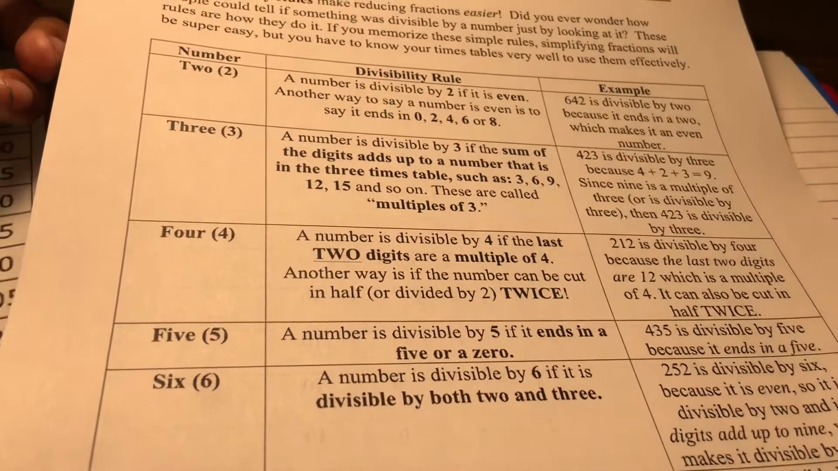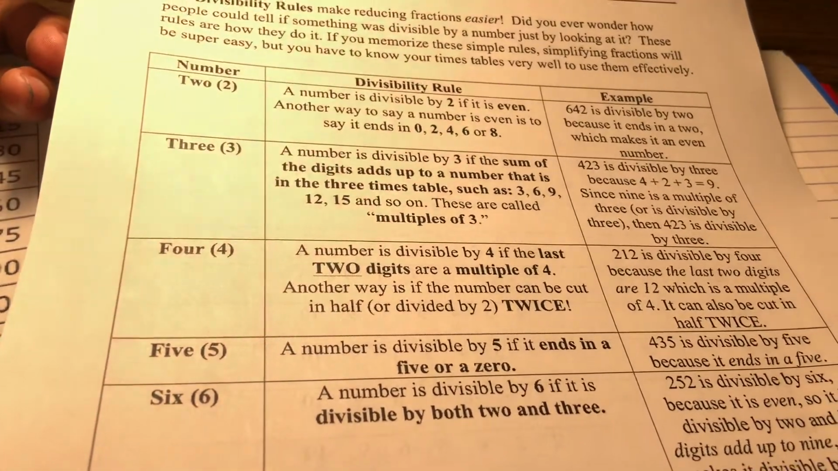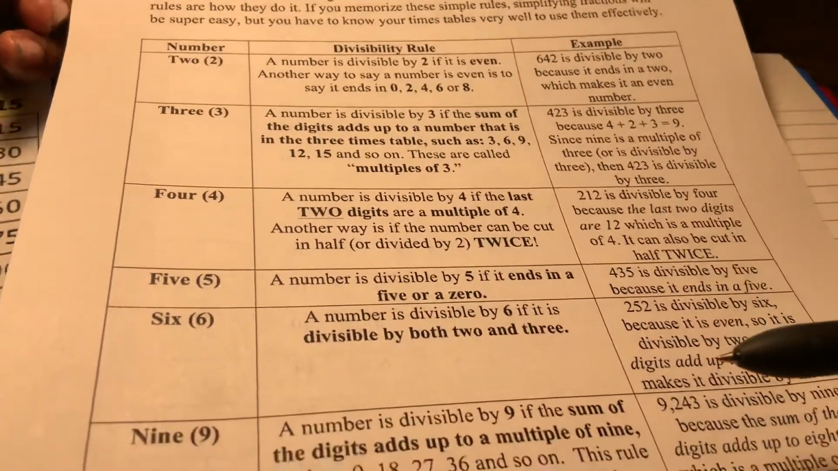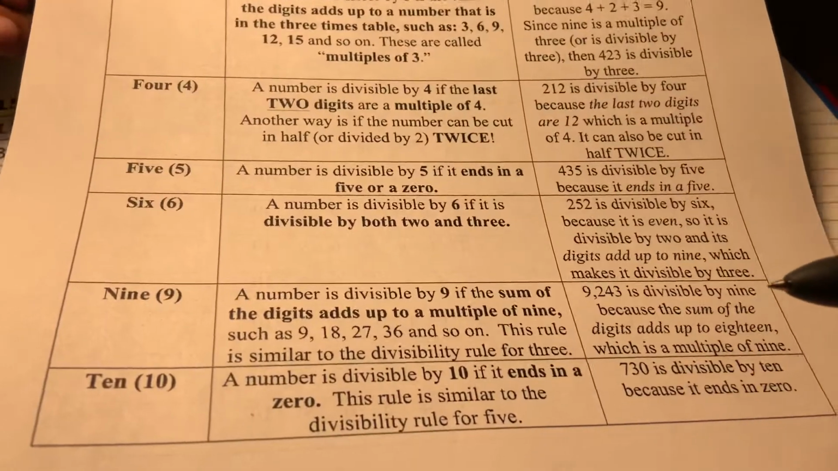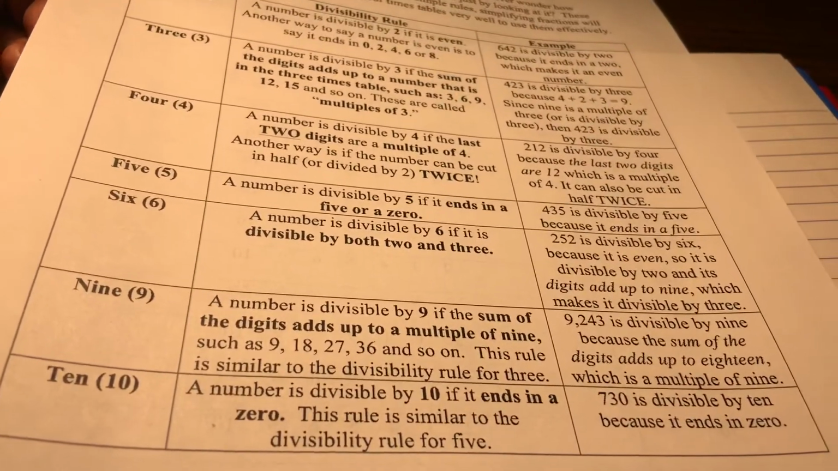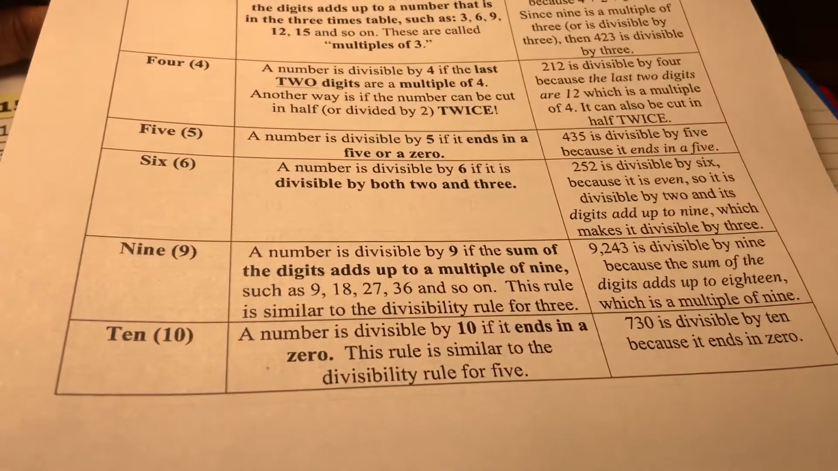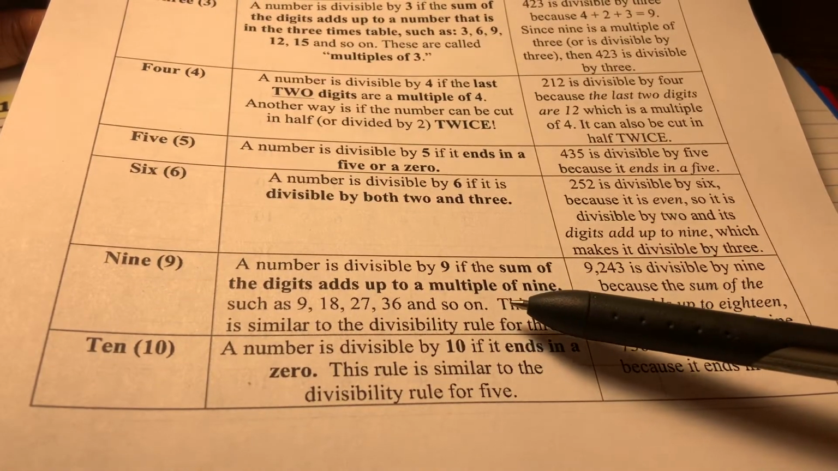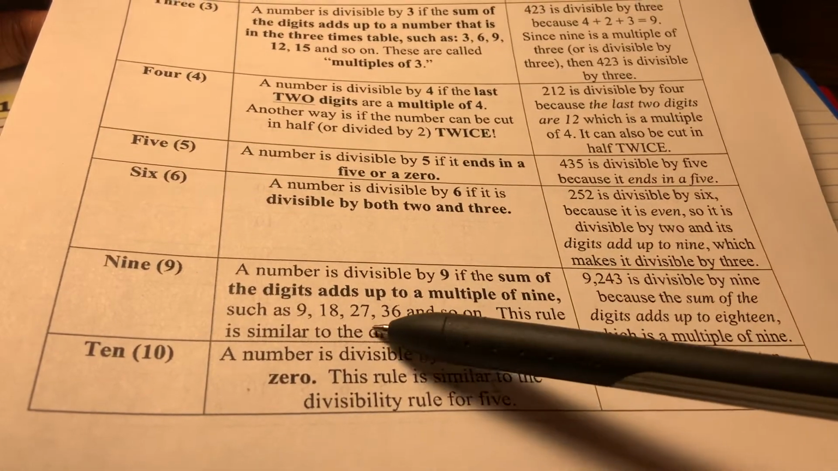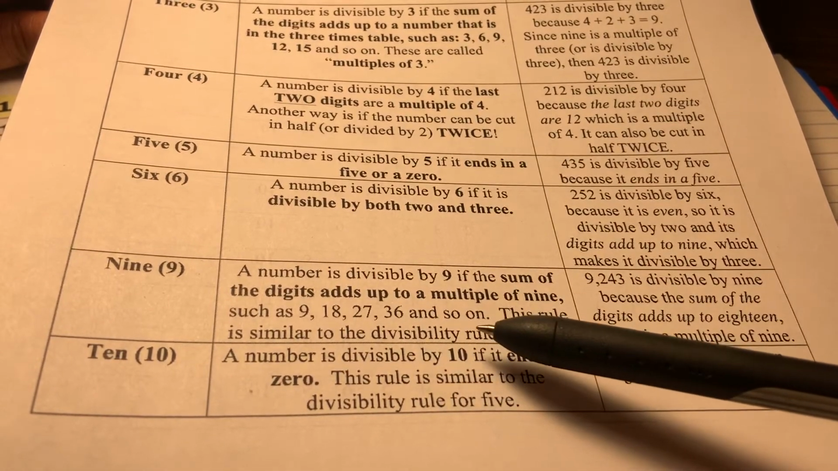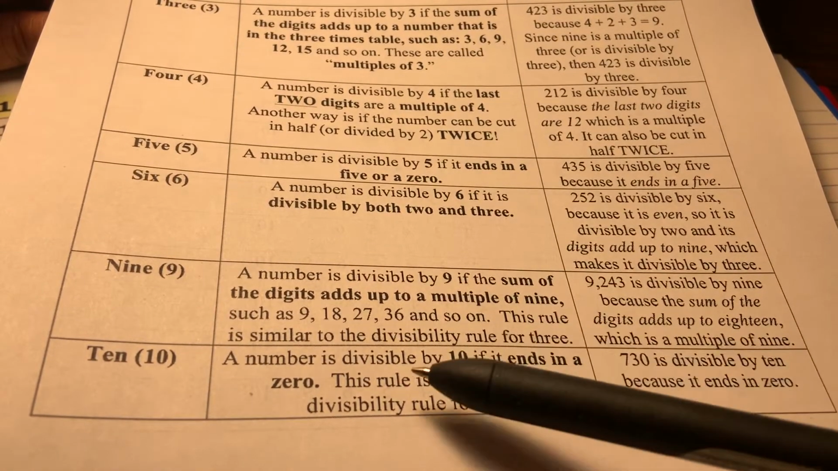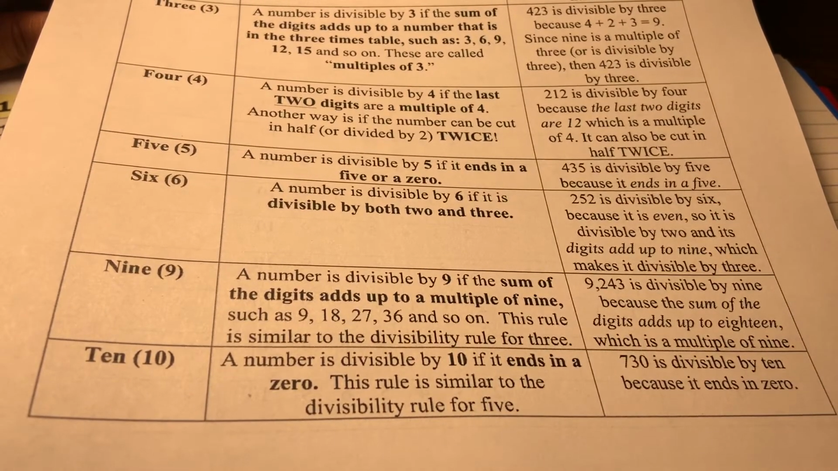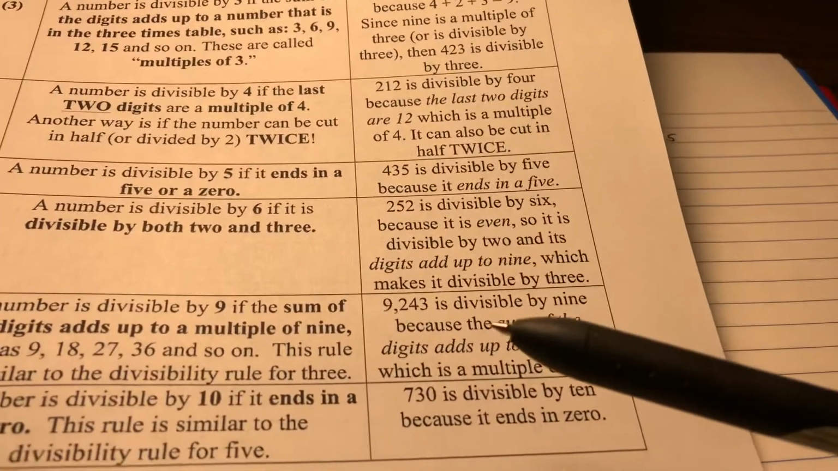So we looked at the divisibility rules for 2, 3, 4, 5, and 6. Let's look at 9. Now 9 says, a number is divisible by 9 if the sum of the digits adds up to a multiple of 9, such as 9, 18, 27, 36, and so on. This rule is similar to the divisibility rule for 3, as we said earlier. Okay, let's look at this example.